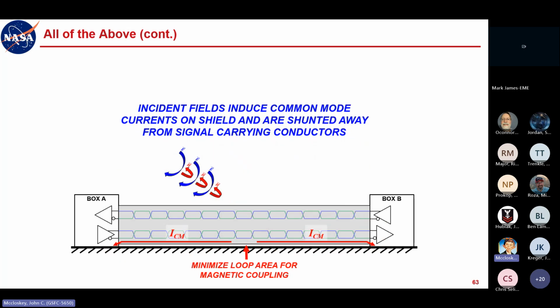Right, and then an additional benefit of that, which is all in terms of emissions, is that routing the cables directly over the ground plane also minimizes the loop area between the shield and the ground plane. So it minimizes that area for any magnetic coupling. So it helps with susceptibility as well.